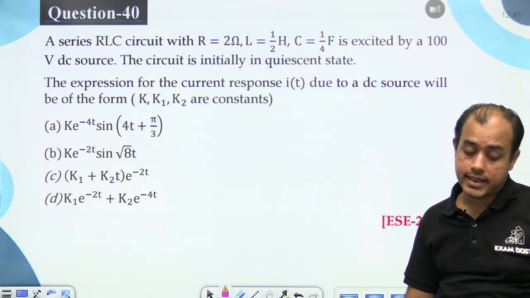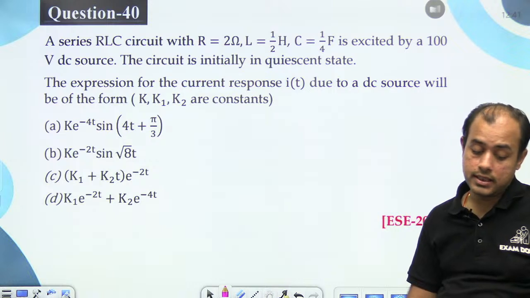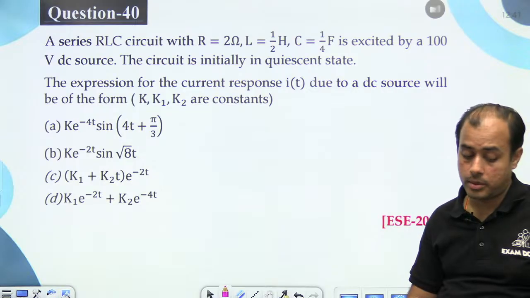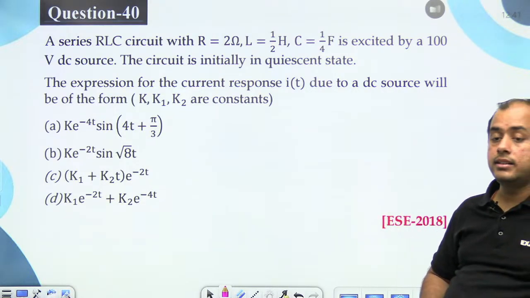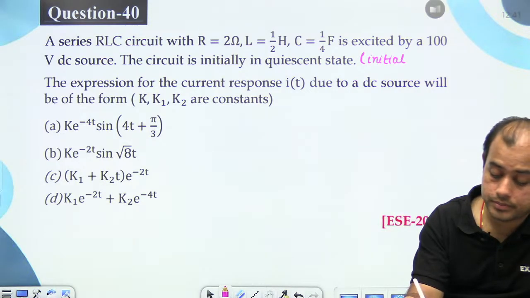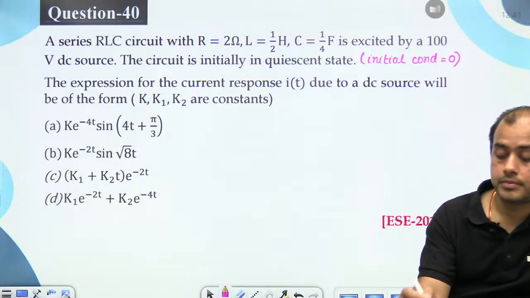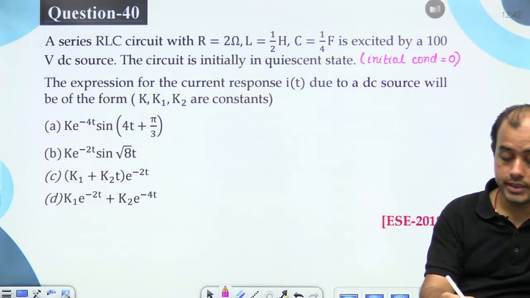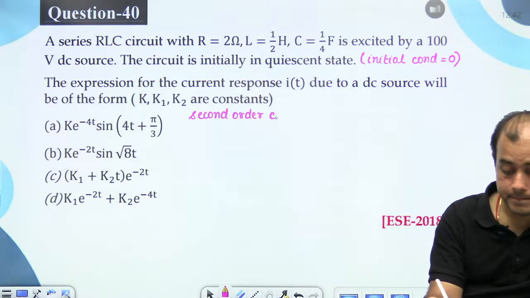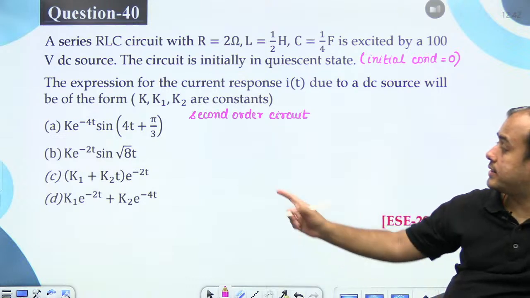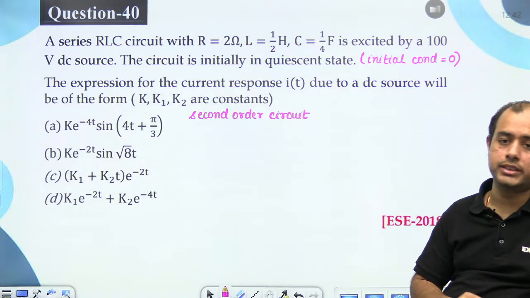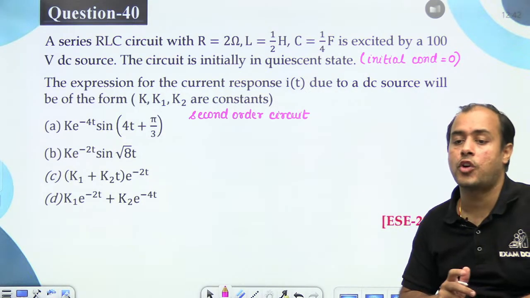A series RLC circuit is excited by a 100-volt DC source. The circuit is initially in the quiescent state. Current will be of the form. ESE 2018. Quiescent means quiet state, meaning initial condition 0. So this is a second order circuit. Now look, the question is not asking for the constants. It is just asking the format of the solution, in what form it will come.